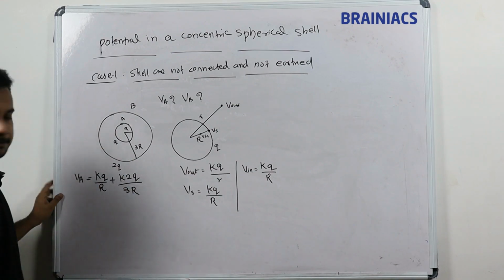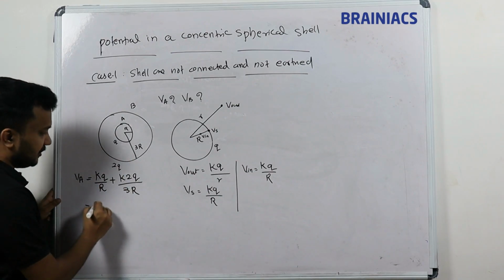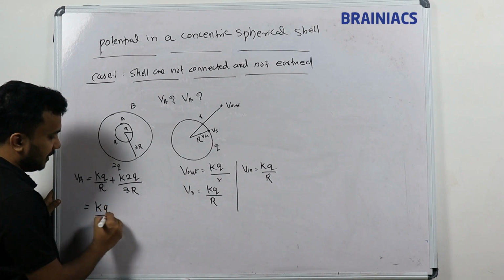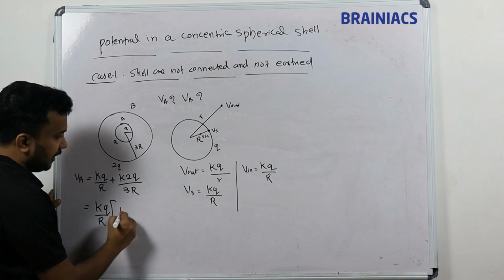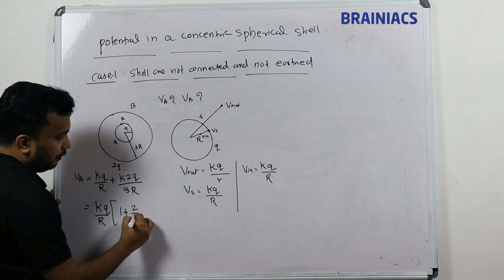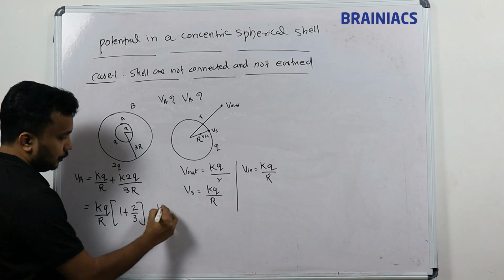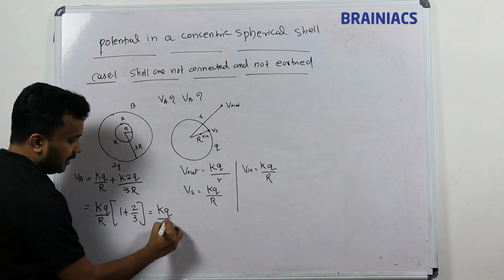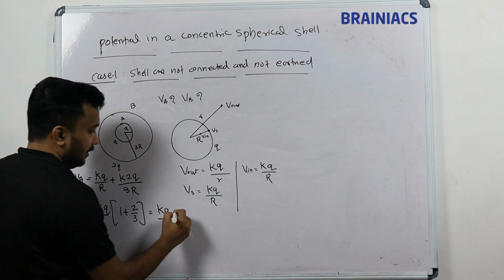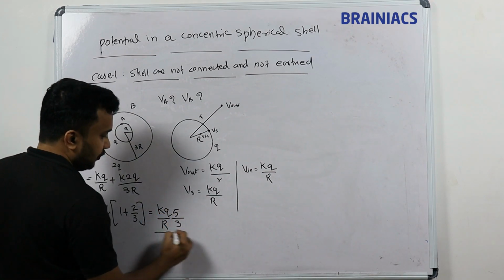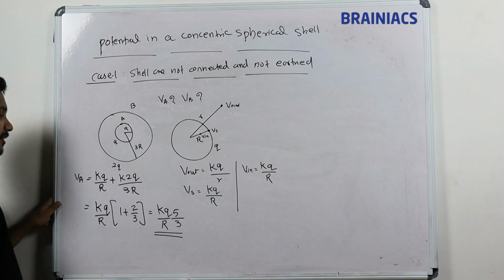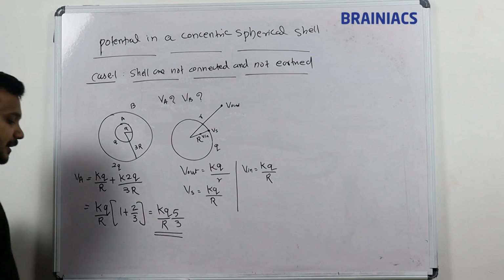This is a concept here. We can simplify this. So KQ divided by R we have taken outside, and 1 plus 2 by 3, which is equal to KQ divided by R into 5 by 3. So KQ by R into 5 by 3 is the potential at A.